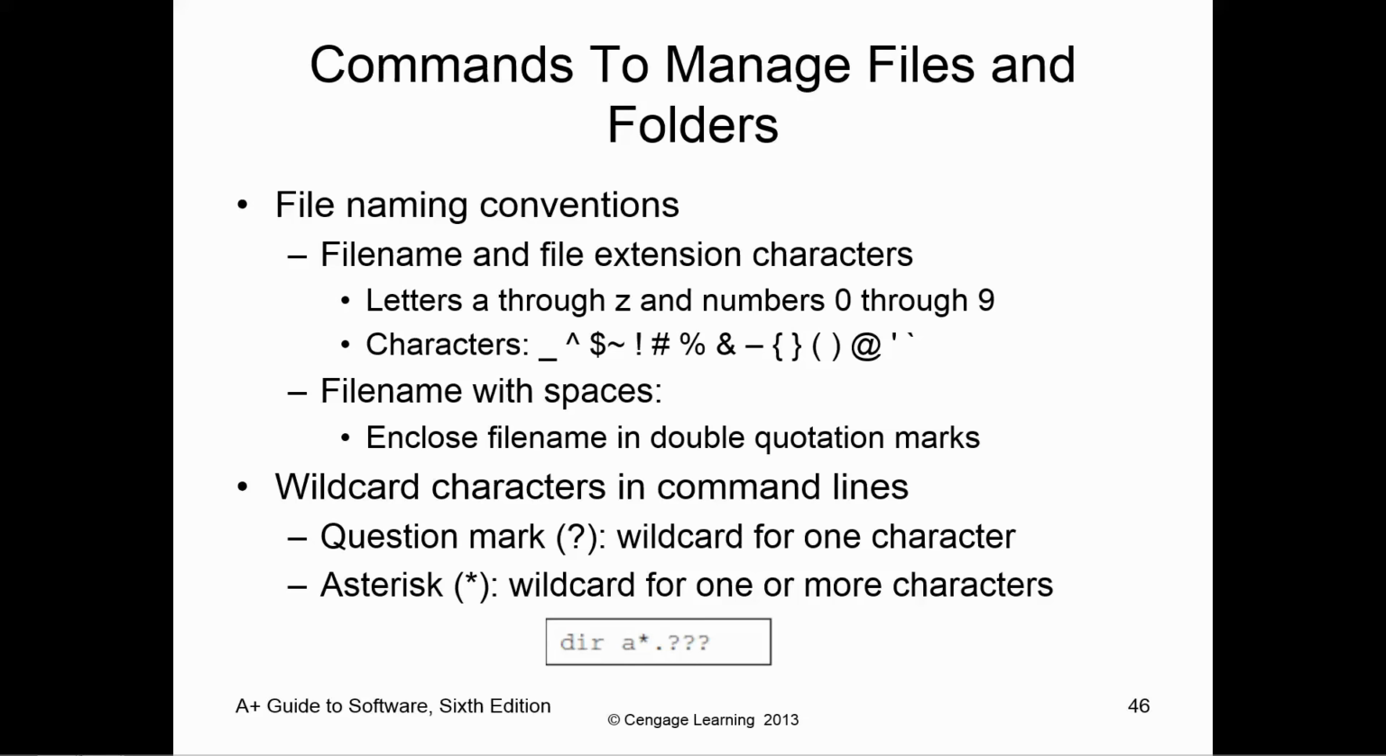Now we have to talk about the naming convention. Within the command line, spaces are important, and so sometimes while navigating, spacing is important. Normally we are allowed to use letters A through Z and numbers 0 through 9 and very specific characters. If we're trying to access a file name with spaces, because the space is not one of those characters we can use, we have to enclose them in quotation marks. That way we can tell the command line, hey, there's a space in here, but that's okay. That's why we use the double quotation marks.